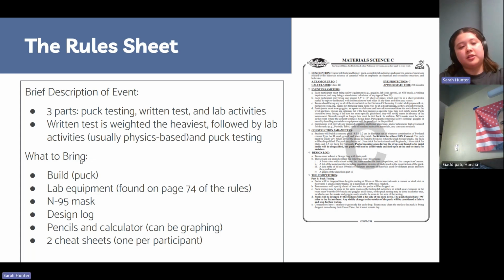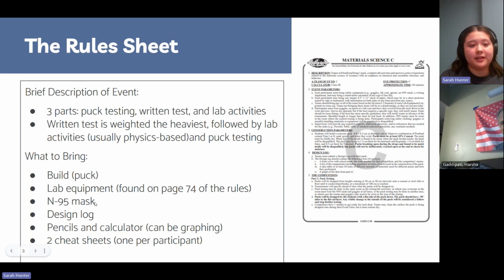And then finally, we have a list over here of what to bring to the event. So obviously you want to bring your build if you have one, which is the puck. You have to bring your lab equipment because they usually won't provide that. If you look at the rule sheet, it should be on page 74. They have kind of a graph, and it'll show you all the equipment that you're allowed to bring, what you really should be bringing.